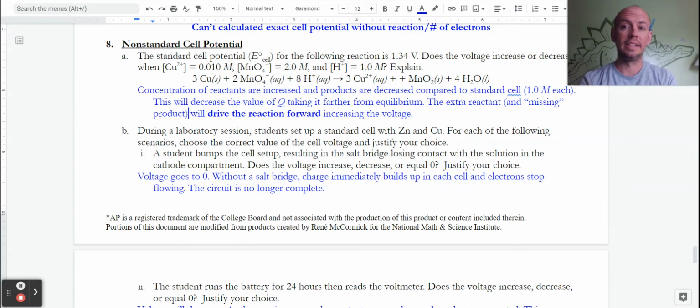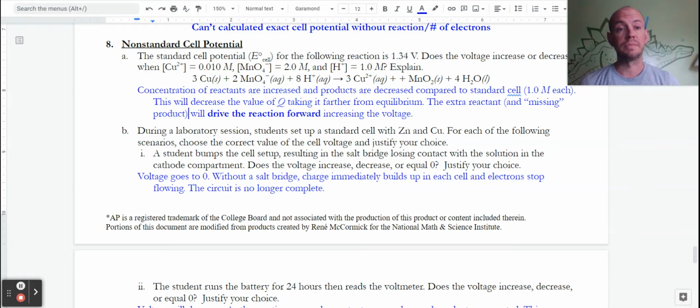So we see that we decrease, or we have a low value for our copper, a product. We increase and we have a higher concentration for permanganate, our reactant. So since the reactant is increased and the product is decreased compared to the standard 1 molar of everything, remember, that decreases the value of Q, a small number on top, a big number on bottom.